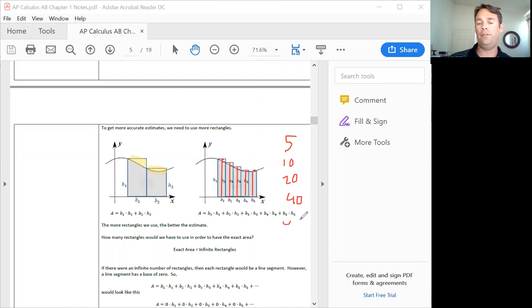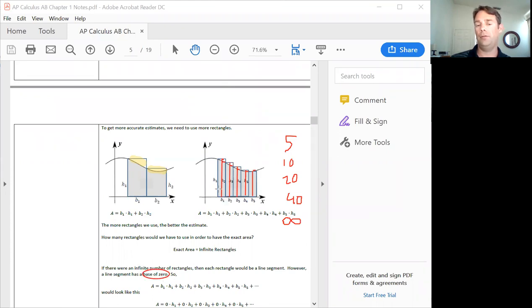What happens if I have an infinite number of rectangles underneath this thing? In other words, I still have these heights, but if I had an infinite number of rectangles, I would no longer have a rectangle. I'd have essentially a whole bunch of line segments stacked up, side by side by side. And if I had an infinite number of these line segments side by side by side, I could actually make the exact curve. The problem is, if I had an infinite number of these rectangles, that means the base of each of those rectangles would actually be 0.